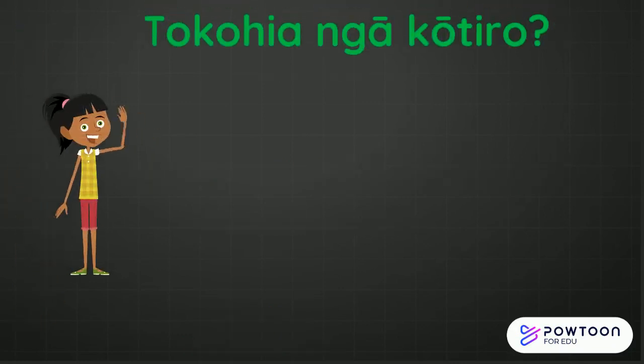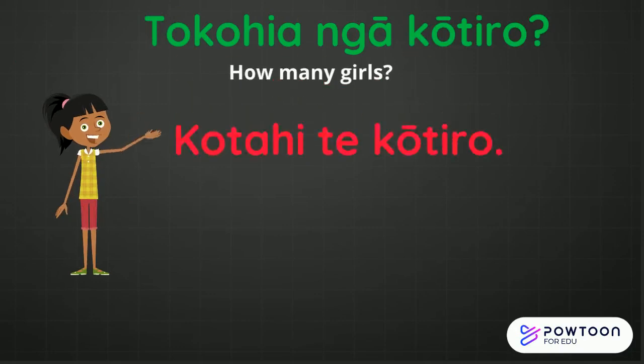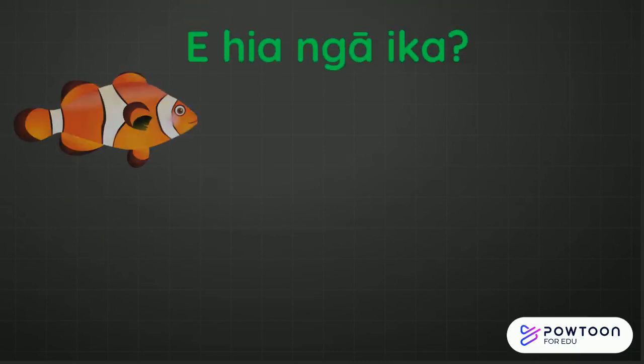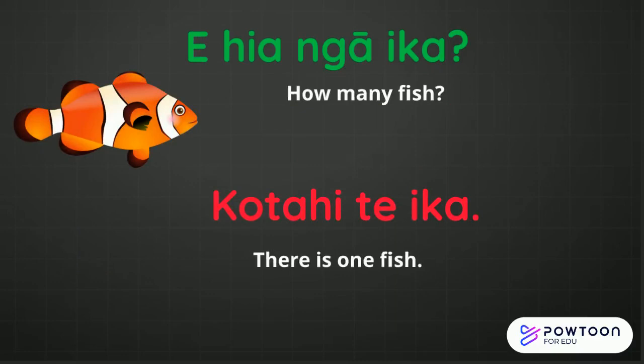Tokohia ngā kōtiro, how many girls? Kotahi te kōtiro, there is 1 girl. E here ngā ika, how many fish? Kotahi te ika, there is 1 fish.